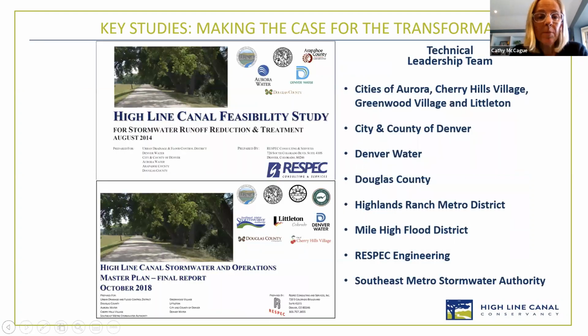So how are we making the case for this transformation? Why is the Conservancy doing this? There were two key studies recently done that helped to elevate the canal and its efficacy as a green stormwater infrastructure system. The first one is the Highline Canal feasibility study. This study concluded in 2014 that it is technically feasible to use the canal to hold, treat, and store and release stormwater after storm events for water quality purposes.